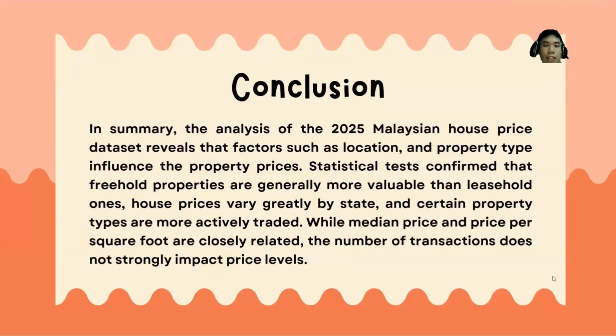To conclude the whole project, in summary, the analysis of the 2025 Malaysian house price datasets reveals that factors such as location and property type influence the prices of the properties. We also have done many statistical tests to confirm that freehold properties are generally more valuable than leasehold ones, and house prices vary greatly by state. Certain property types are also more actively traded, and while median price and price per square foot are closely related, the number of transactions does not strongly impact the price levels.